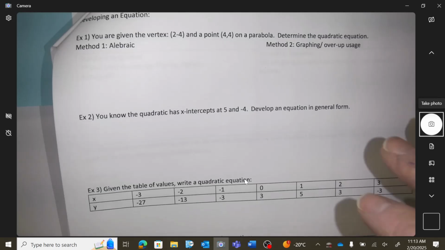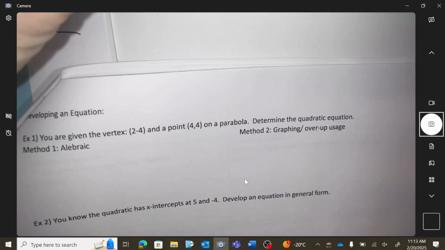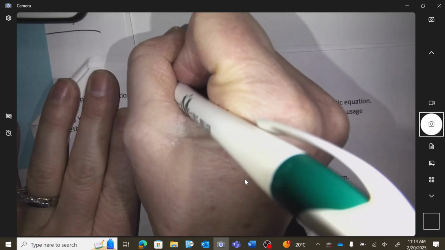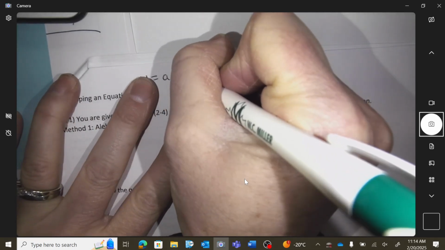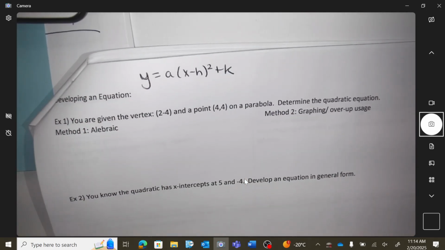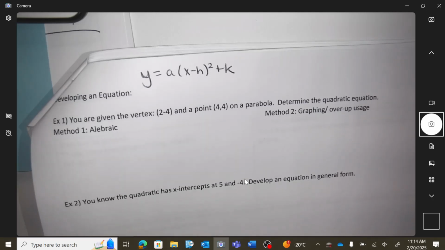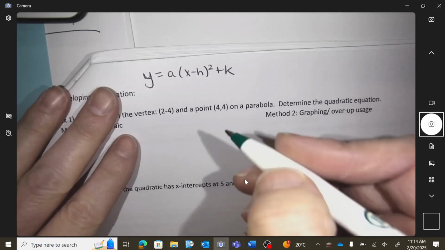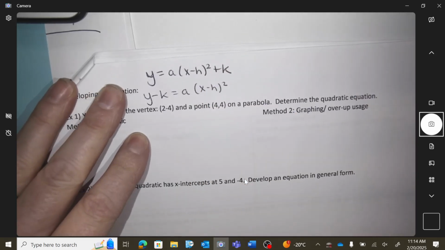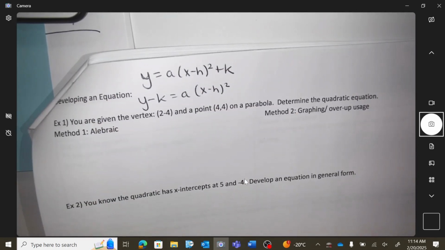Okay, so developing an equation. Let's write at the top of this page what we kind of know. So the first thing we learned was that that's one way to write a quadratic. And then the second thing we learned is that the k number could actually just be on the other side, right? So it's the same thing, but just moved over here. Okay, that is the exact same thing. It's just the movement of a number.